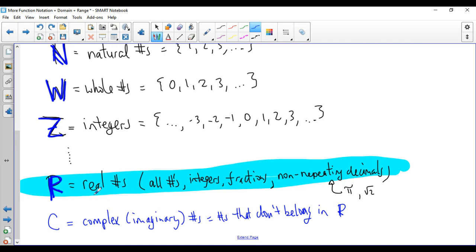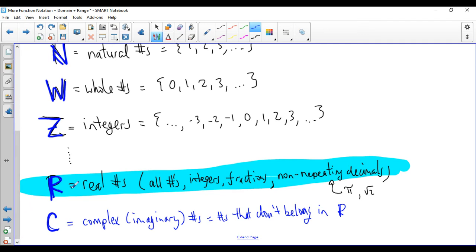Now you may be wondering why we have to talk about real numbers. Well, because we do when we talk about the domain and the range of a function. And you also may be wondering, what the heck am I talking about with real numbers? Because you probably are thinking, well, if there are real numbers, are there imaginary numbers? And the answer is yes, there are. There are complex or imaginary numbers that don't belong in the set of real numbers.